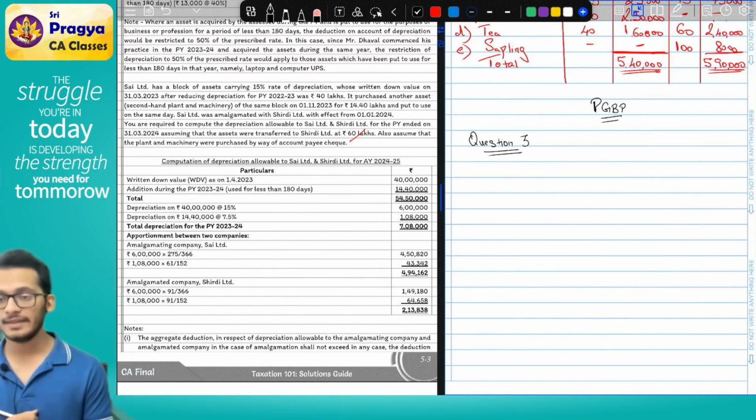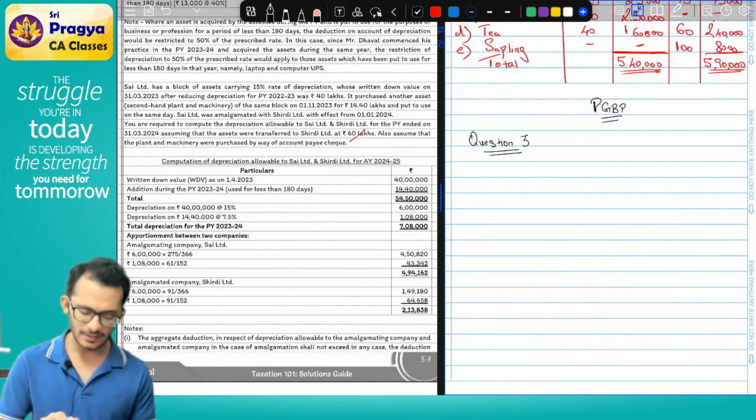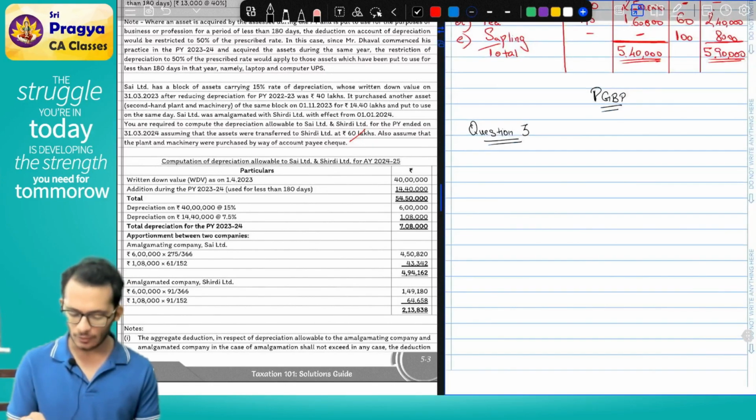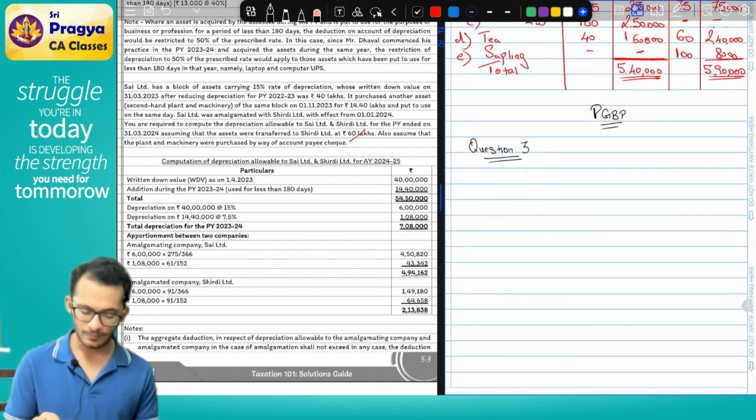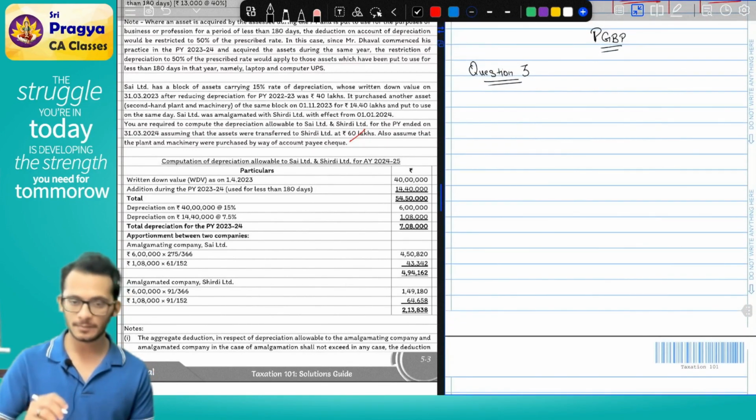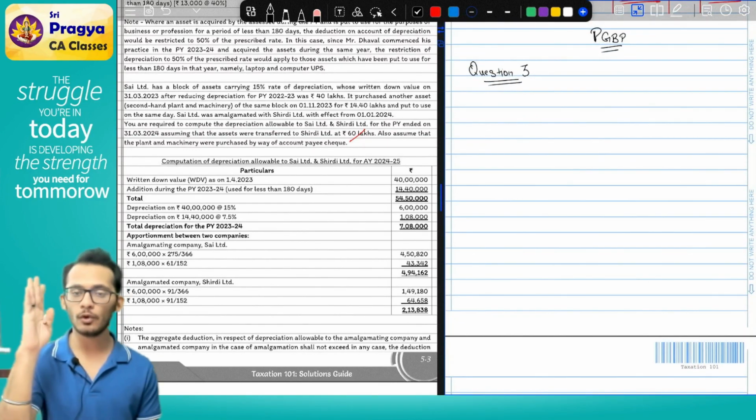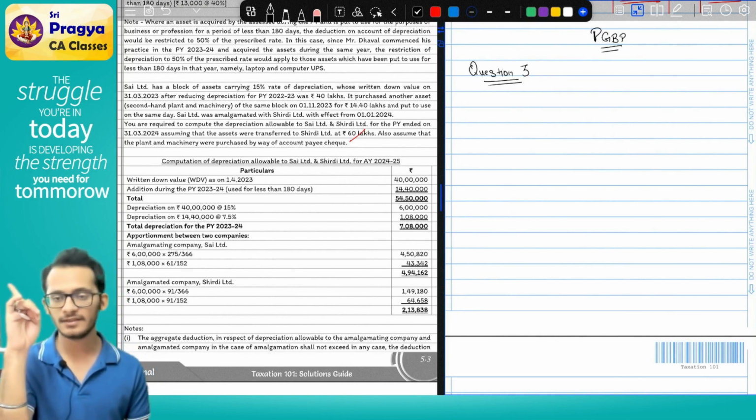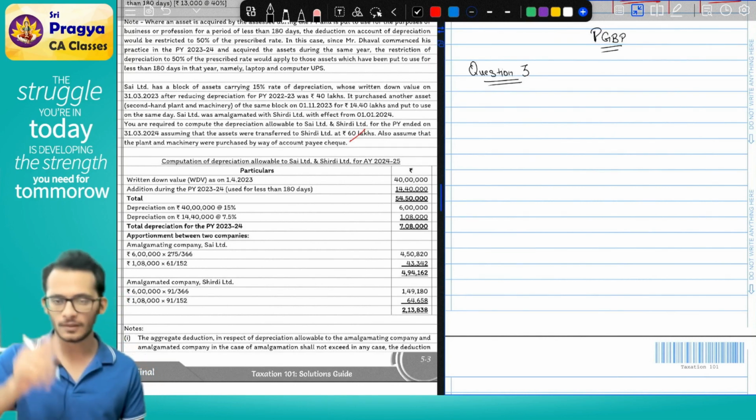We are doing question number 3. In question number 3, they are saying I have two assets. One asset is opening WDV and one asset is my purchase. Now opening WDV has a different holding period, and my purchase has a different holding period. So I have to keep two columns.